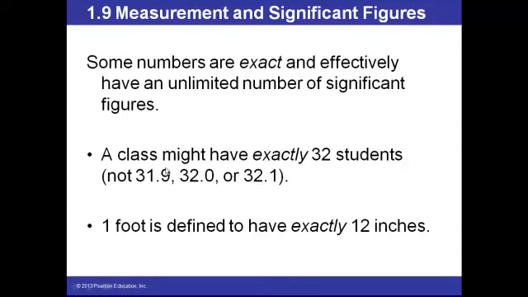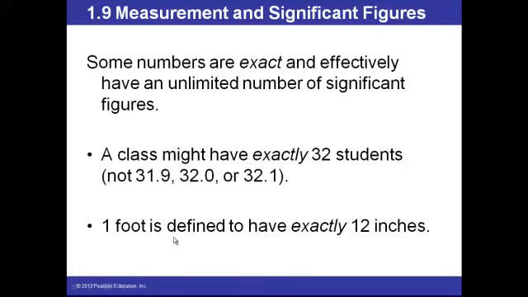There are other numbers that are exact as well. Our class, for example, will have an exact number of students. We can maybe have 32 students. You can't have 31.9 or 32.1 students. So some things are all or nothing.